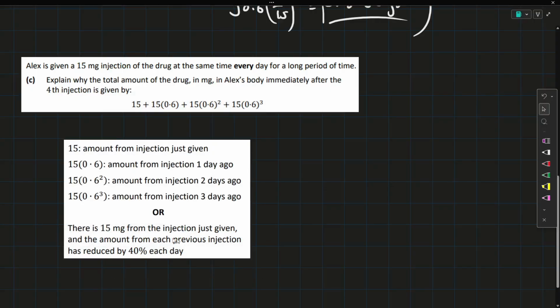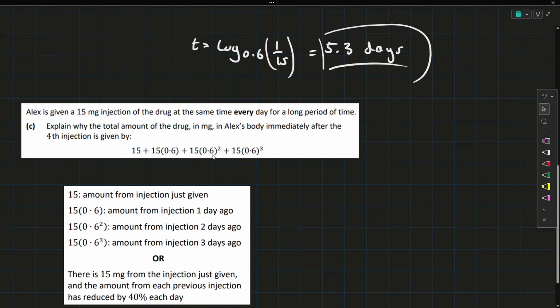So yeah, it's the stuff that I just said, that it's going to be decreasing by 0.4 every day. So for example, the one you got 4 days ago, that's going to have decreased by 15 3 times because it's been in his body for 3 full days.